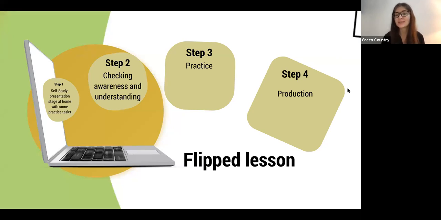And step number 4 is the most important and the most precious, I would say, part of the lesson. It's production. That must be the biggest part of your lesson. As you see, I demonstrated that in percentages. Step number 2 is a small round. Step number 3, the square is a little bigger. Step number 4 is the biggest square here in my presentation.